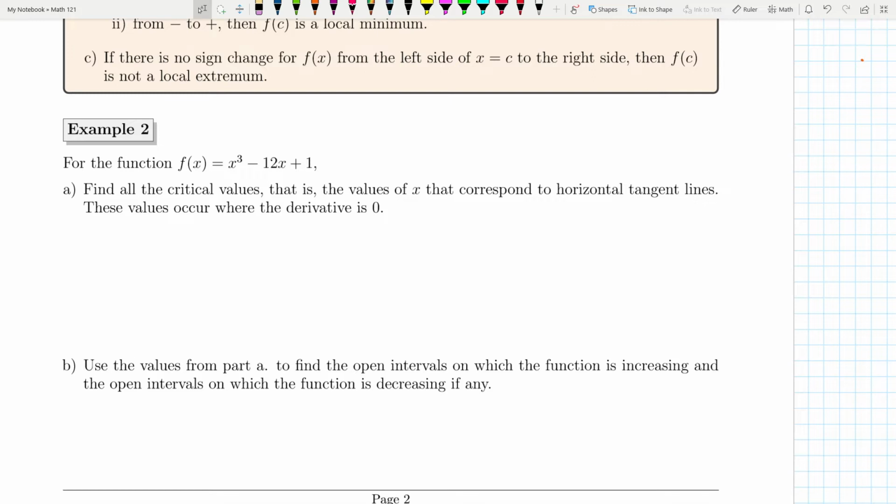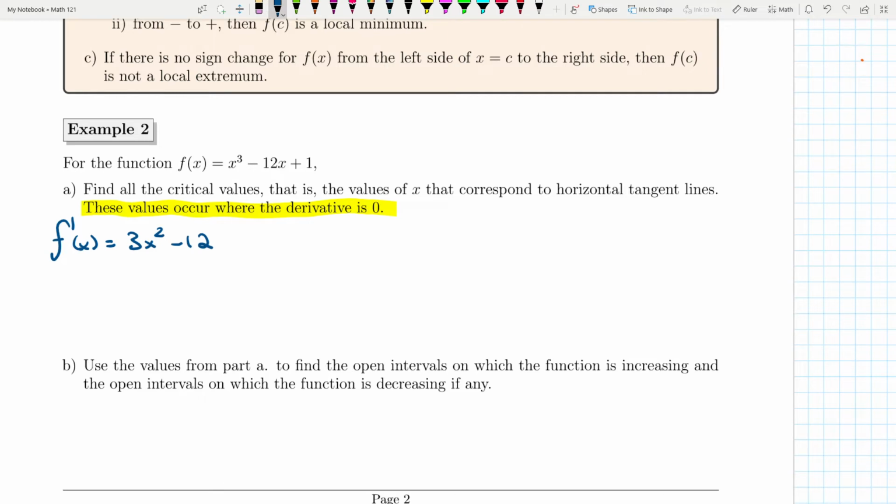So we need to find all the critical values, that is, the values of x that correspond to horizontal tangent lines and potentially vertical lines. I forgot to write this down because we'll look for both. These values occur when the derivative is 0. So let's take the derivative of the function. So f prime of x is 3x squared minus 12.